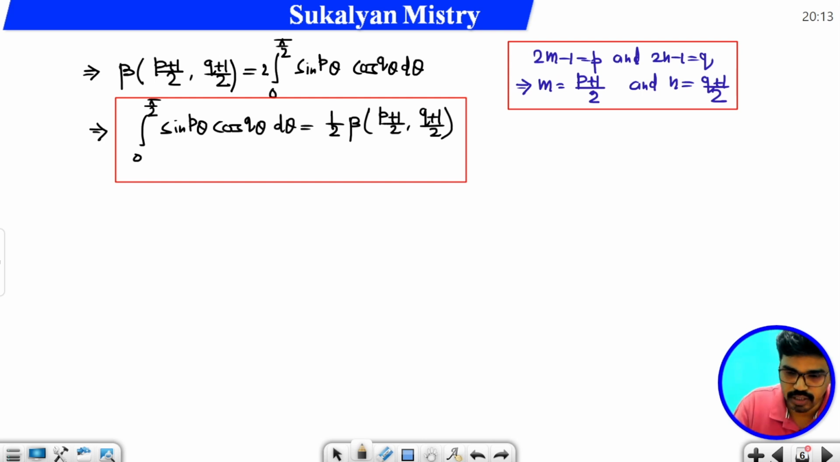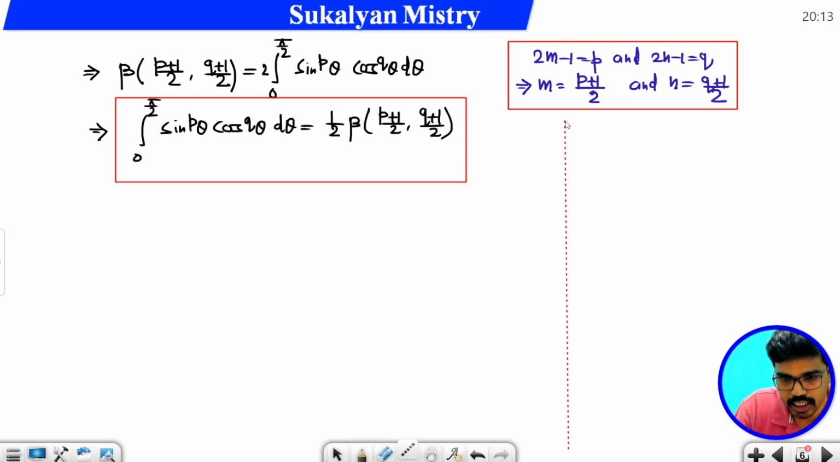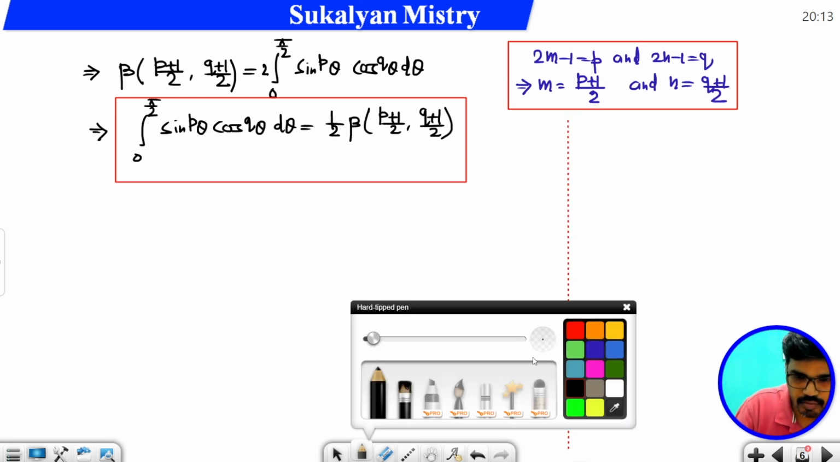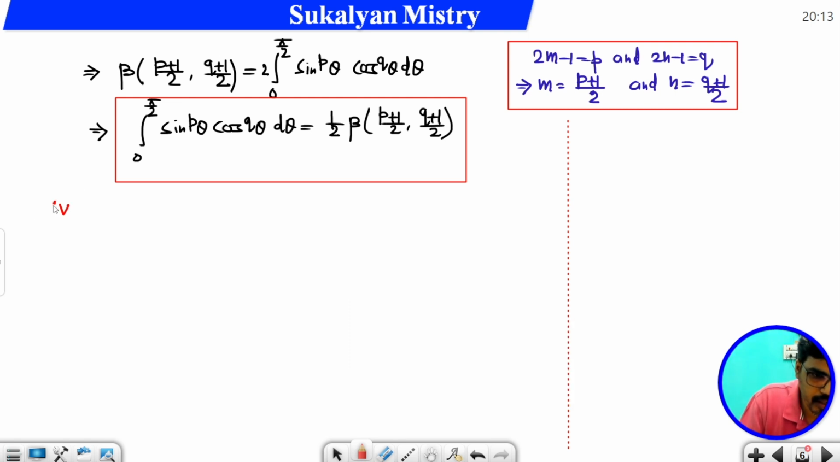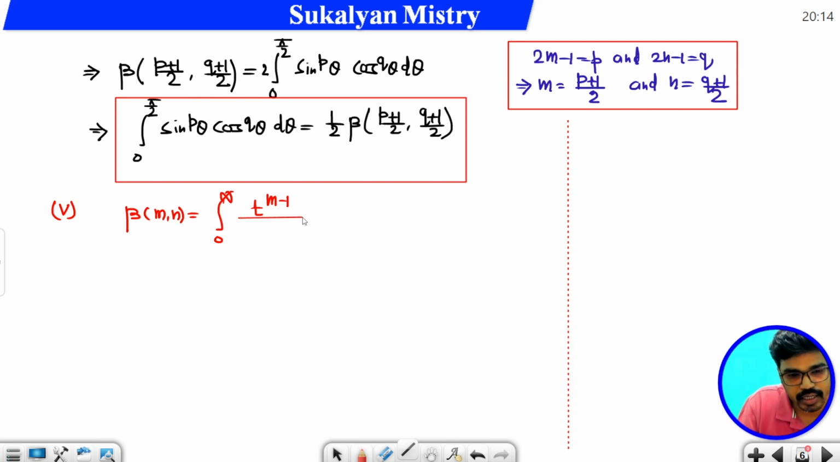Okay, so next property, this is property 5, it is very important. Beta m comma n equals integration 0 to infinity t to the power m minus 1 divided by 1 plus t to the power m plus n dt.